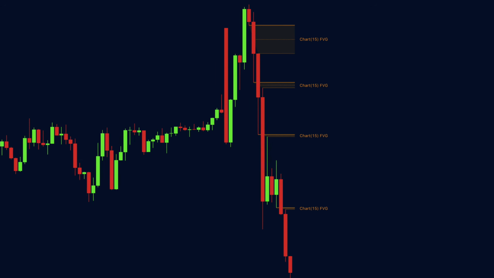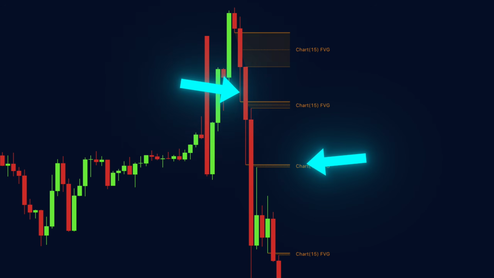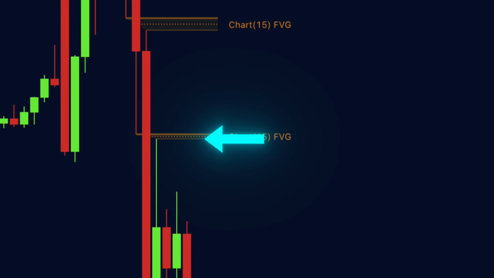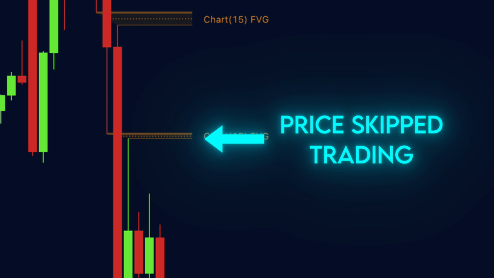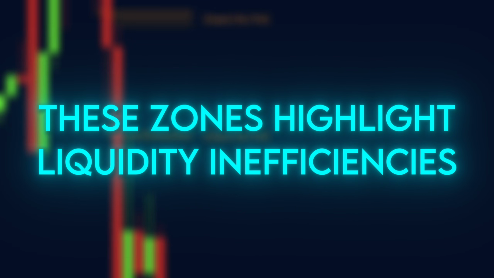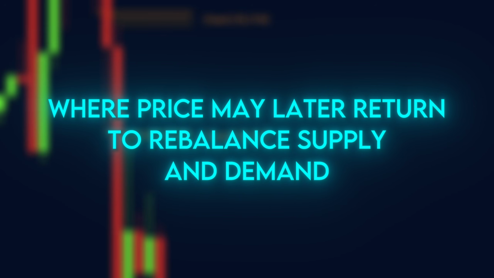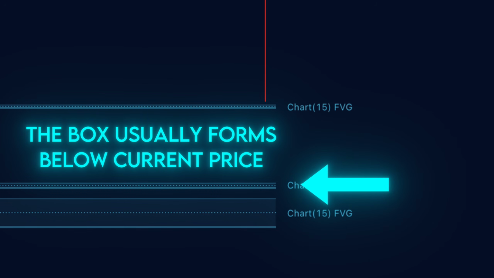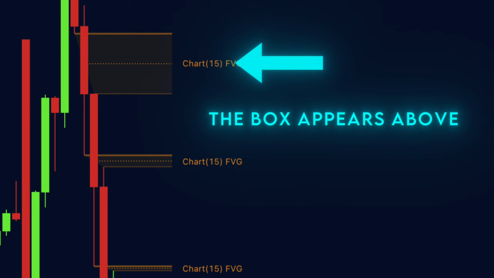Look closely at one of the zones. You'll notice it forms after a strong directional move. Typically, a large candle pushes price quickly, and the surrounding candles don't fully overlap its range. That creates a small area where price essentially skipped trading. That skipped area is the fair value gap. These zones highlight liquidity inefficiencies, where price may later return to rebalance supply and demand. If the gap is bullish, the box usually forms below current price. If it's bearish, the box appears above.